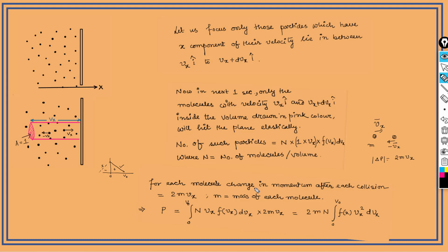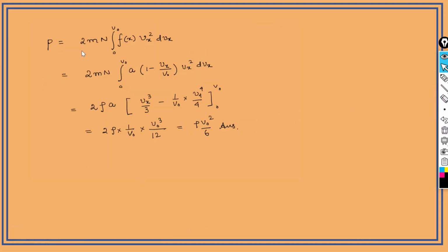Now, on the next page, I will solve mathematically for the expression of this calculation. So 2mn, f(vx), vx square dvx. Now I have put in the value of f(vx) that we already derived in our first slide: A into (1 minus vx by v naught) into vx square dvx. Then I have integrated it from 0 to v naught. And this is a very easy calculation. You can do it by yourself. And the final answer that we have got is rho v naught square by 6.